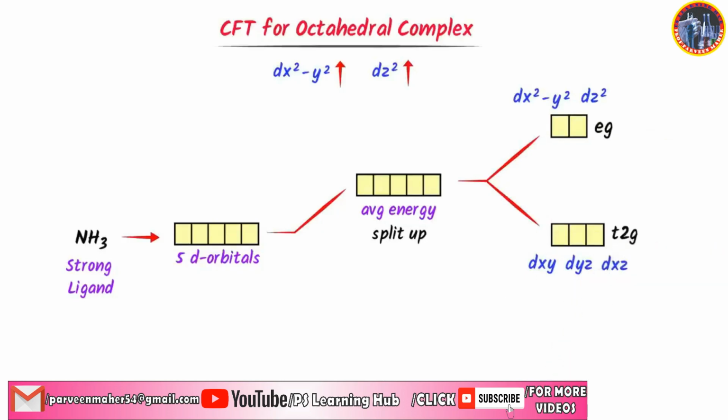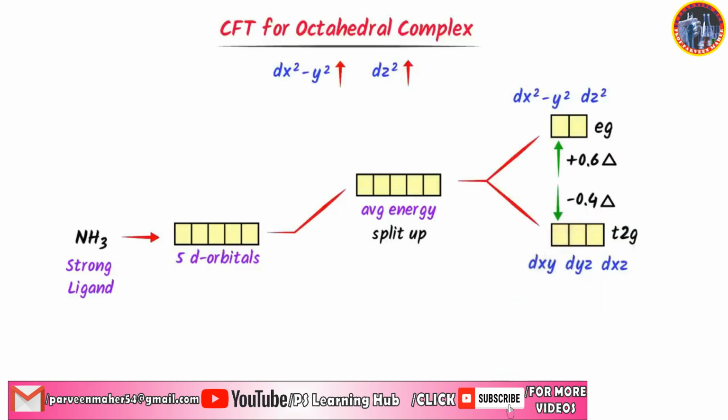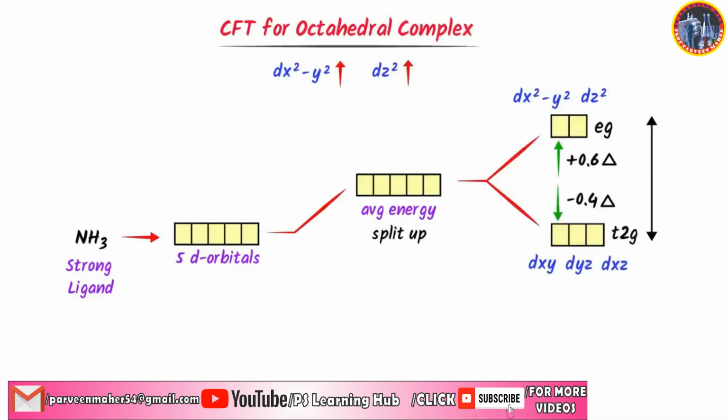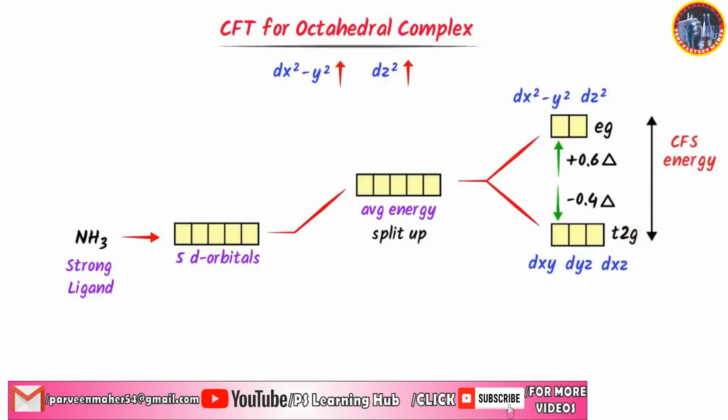Remember that the energy of Eg increases from the average energy level, so its value is positive 0.6 delta. Secondly, the energy of these three orbitals decreases from the average energy level, so its value is negative 0.4 delta. We can see that this is the energy gap between these two sets of orbitals. We call this energy gap the crystal field splitting energy, or CFS energy.